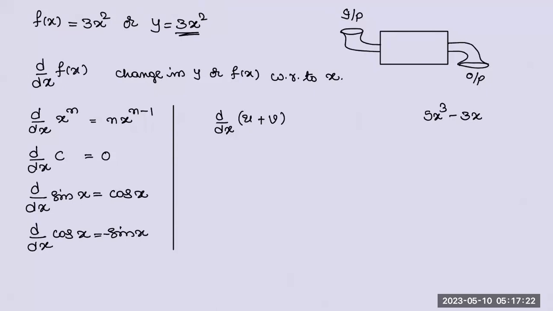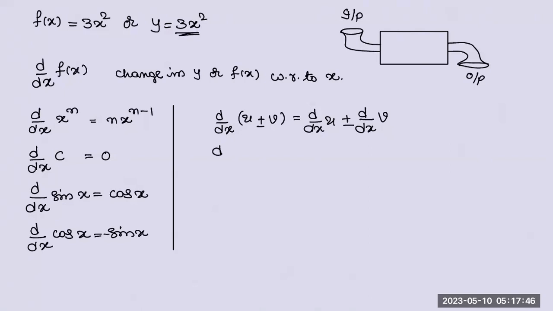Then what to do? We know the distributive property, right? The same thing you do: d by dx of u plus d by dx of v. Similarly for minus. All that, nothing else.